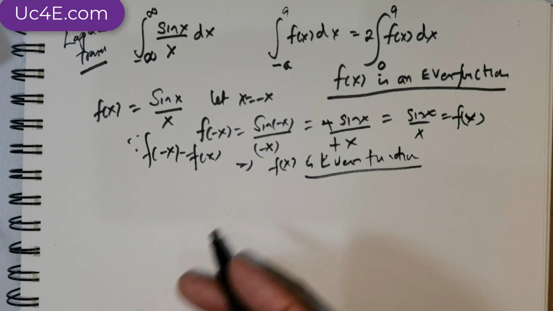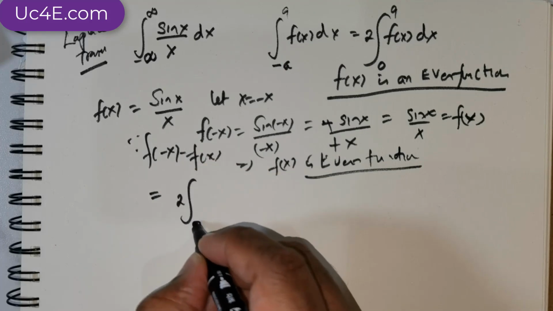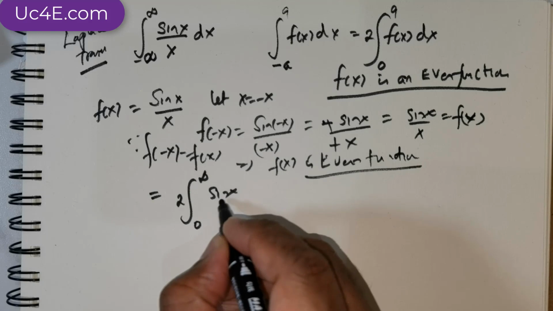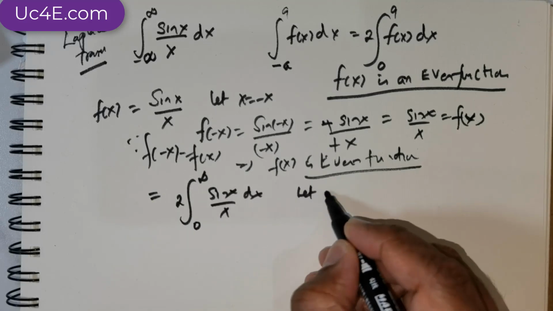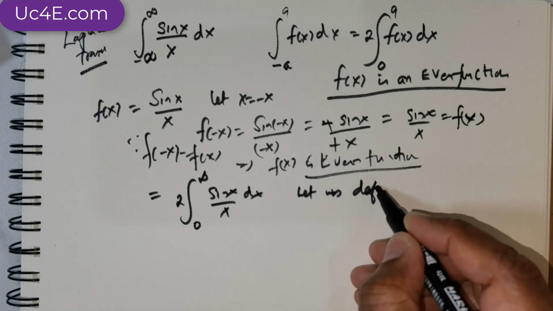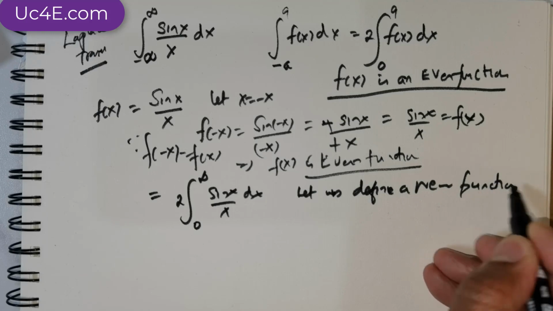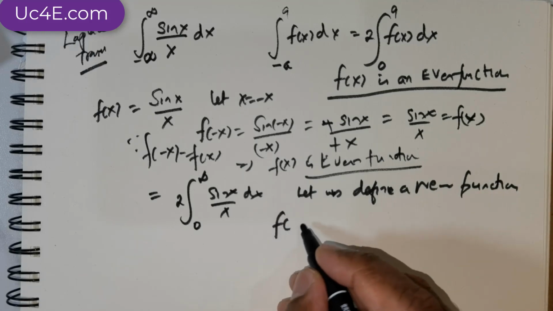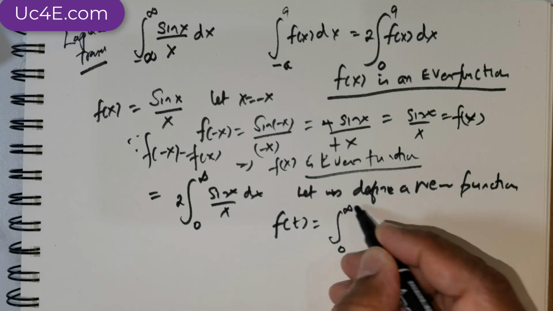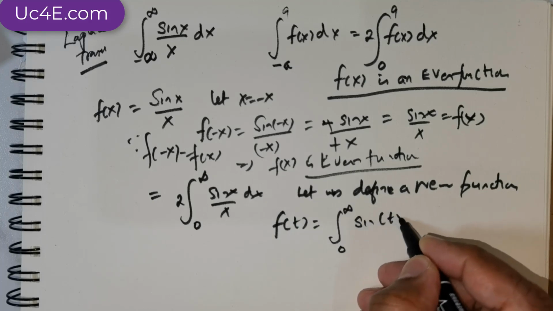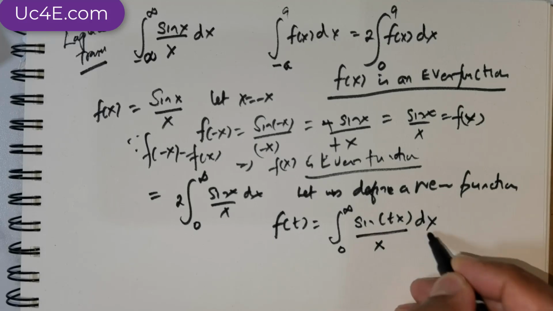So I did all these things just to show you that the function that we've been given is even. So since it is even, I can rewrite the integral as 2 times the integral from 0 to infinity of sin x over x times dx. Now let me define a new function. Let me take f of t equal to the integral from 0 to infinity of sine of tx, where t is a parameter, divided by x dx.